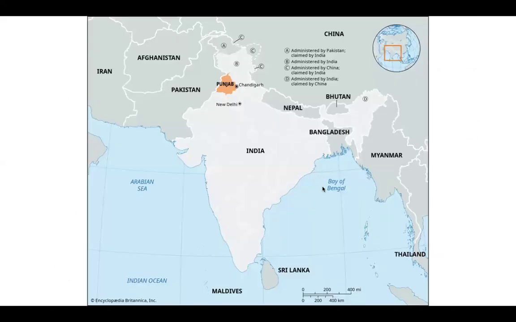So that's Punjab, the Punjab state. Now, we're going to get into it, but this is Kashmir up here. A is administered by Pakistan, but it's claimed by India. B is administered by India, because that's Indian territory. C is administered by China, but it's claimed by India. All these little areas right here. And then it's administered by India, but it's claimed by China. D. Where's D? Over here.